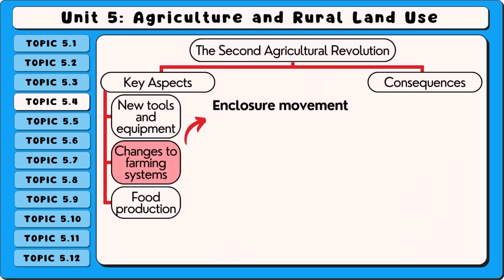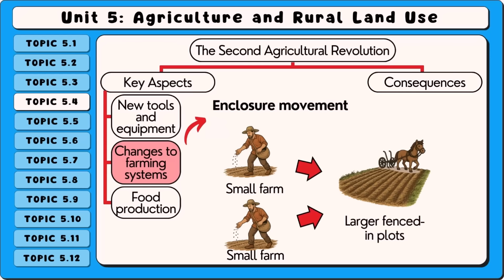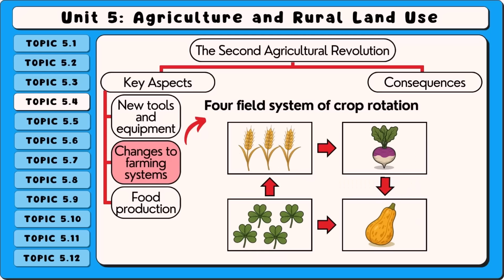The second aspect is the introduction of new farming systems, especially in Britain. One major change was the enclosure movement, where small farms were consolidated into larger, fenced-in plots, often against the will of the smaller farmers. This made farming more efficient but also forced many small farmers off the land. Another key development was improved crop rotation, such as the four-field system.